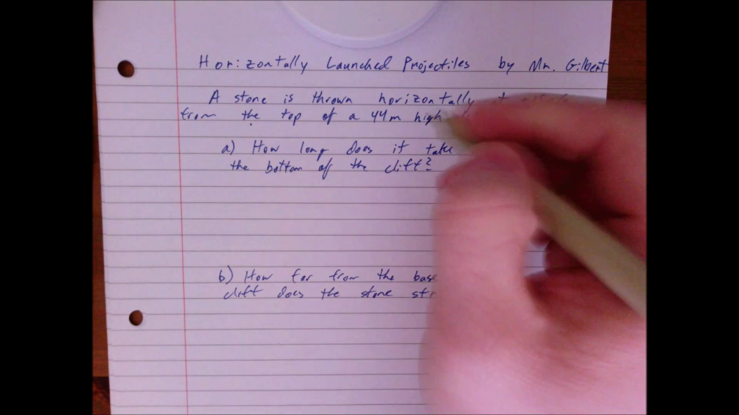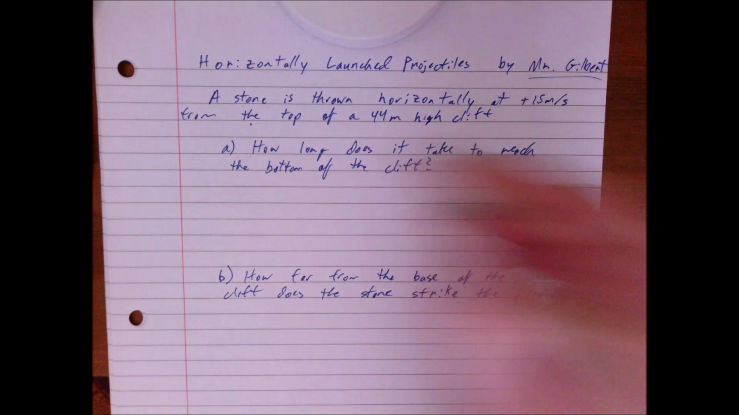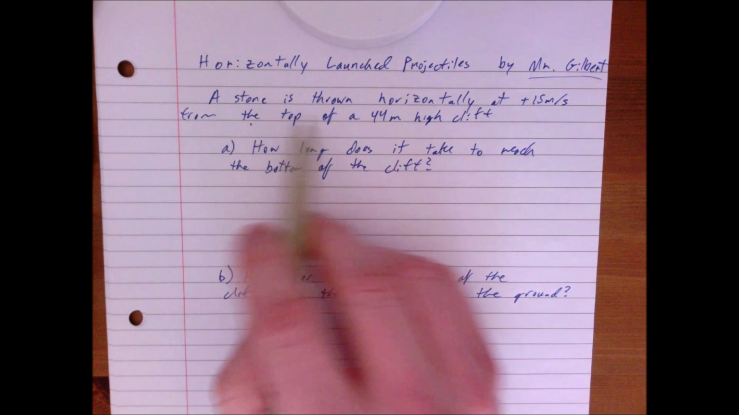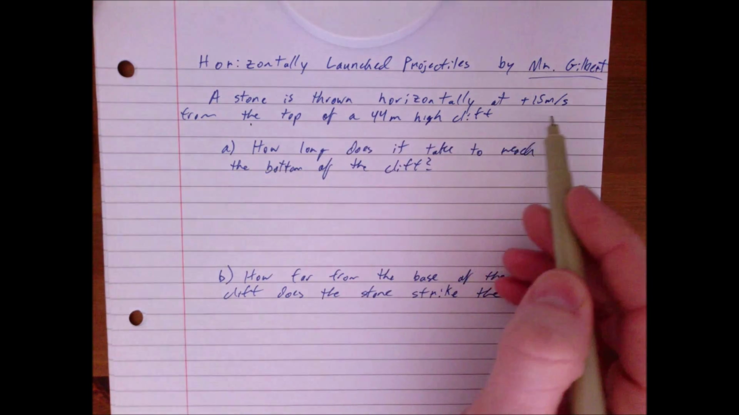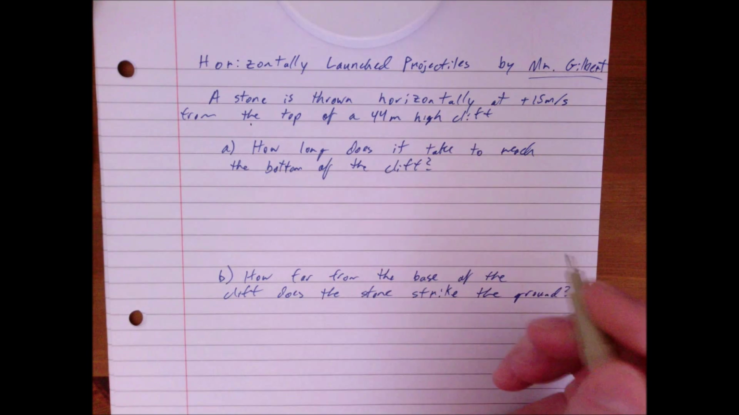All right, so let's do a question on projectiles. I'm Mr. Gilbert. A stone is thrown horizontally at 15 meters per second from the top of a 44-meter high cliff.